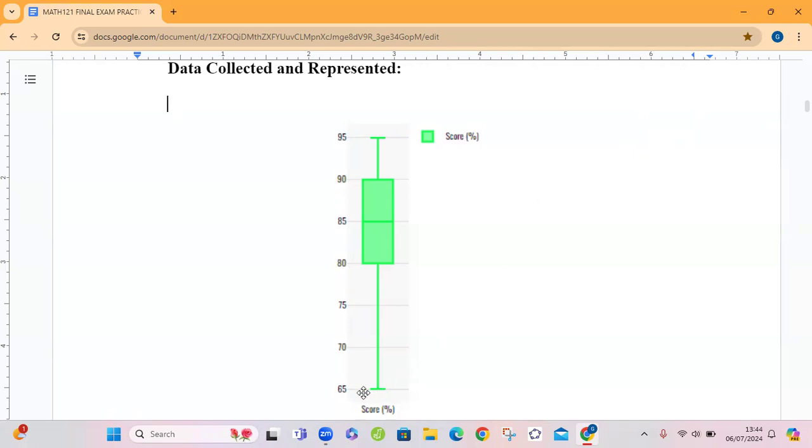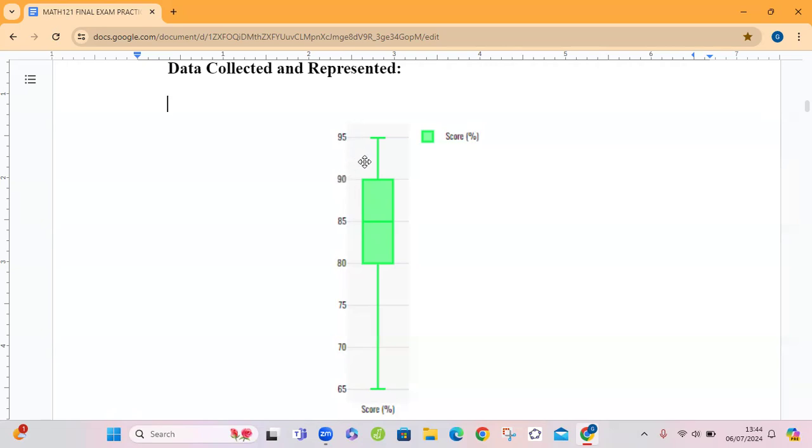Now, if you take a close look at the box and whiskers diagram, as you can see, the lower end of the scale starts down here, 65, and it goes up to 95. So the minimum score appears to be 65, the maximum 95. The majority of the values appears to be between 90 and 80. The median is 85. 80 appears to be the lower quartile and 90 the upper quartile.